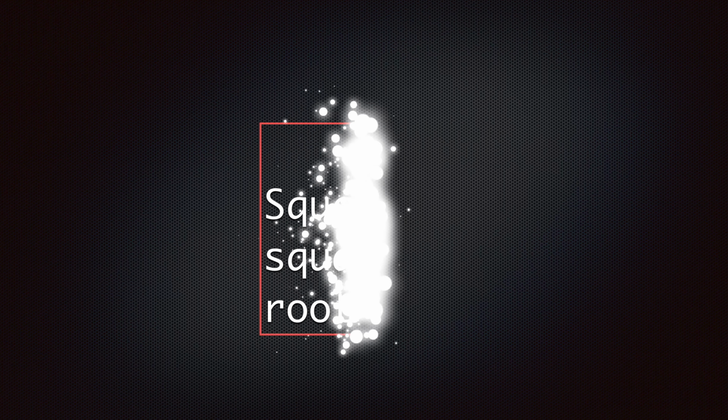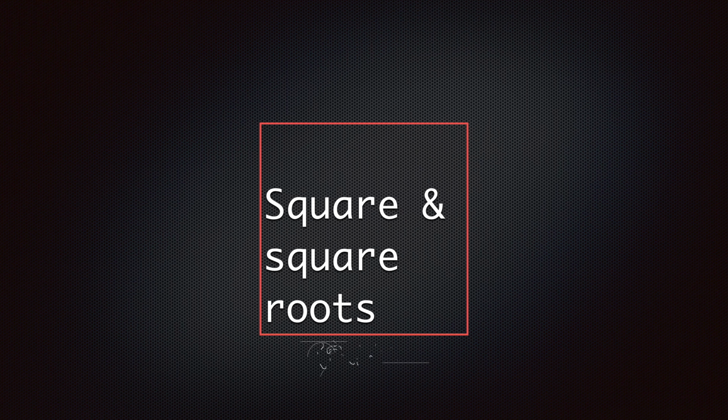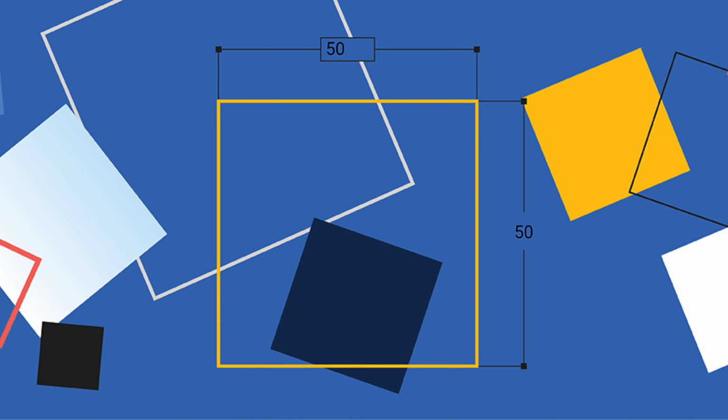Today we are going to have a look at squares and square roots. But in this part 1 of the video, we will be more focused on the squares. As you can see here, we have various squares of different dimensions and alignment. And a square, as we know, is a closed figure that has equal length of sides.